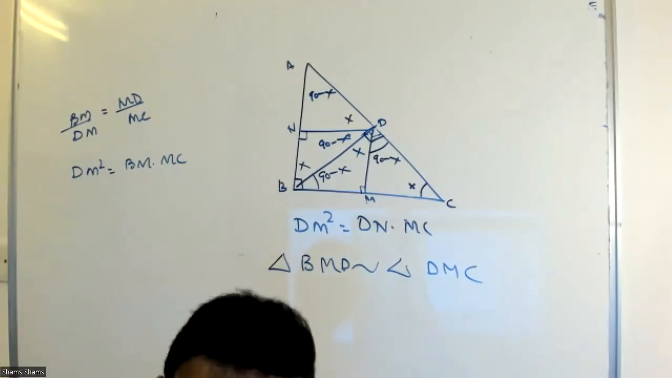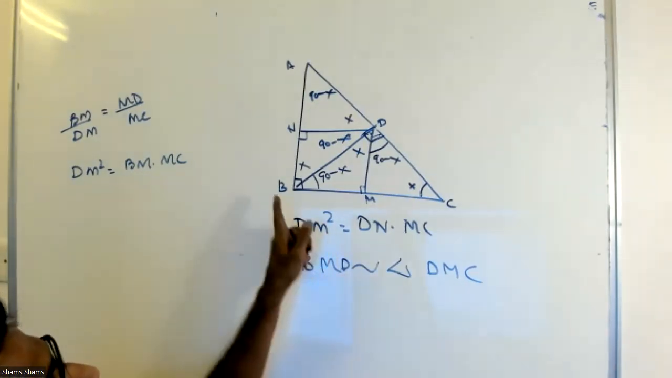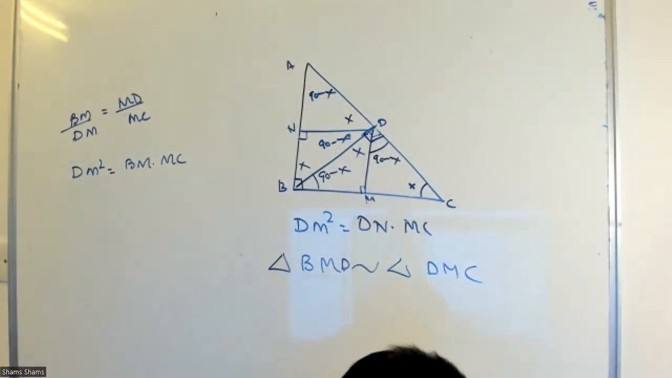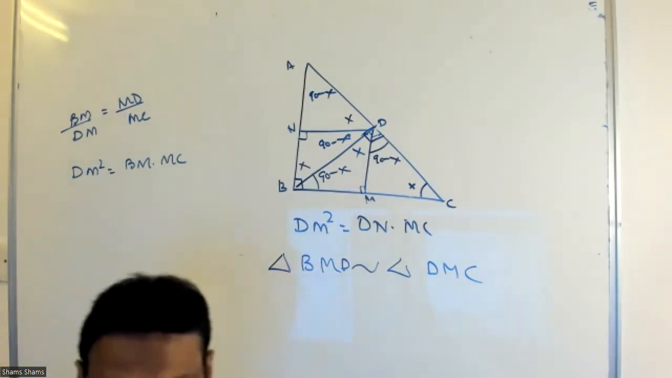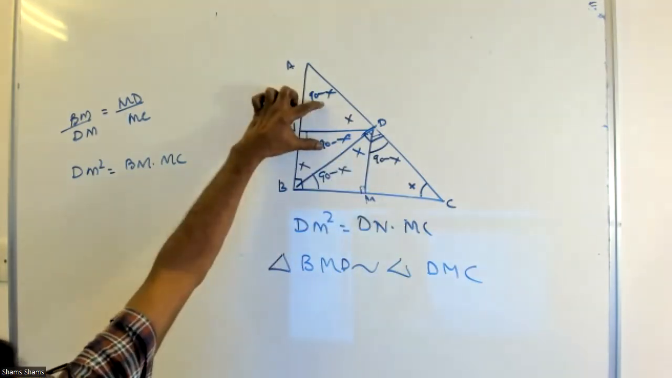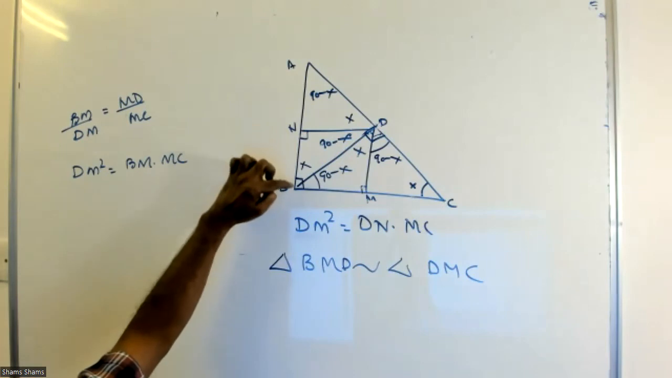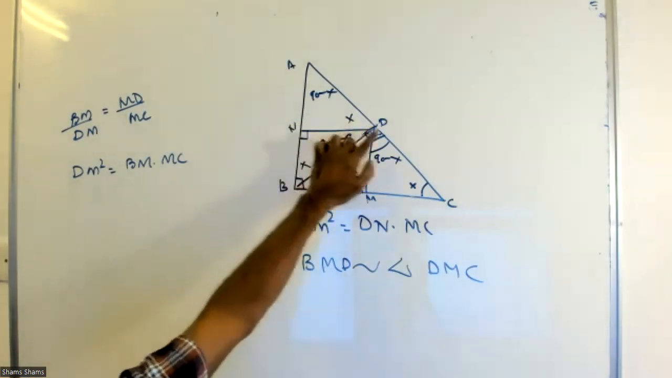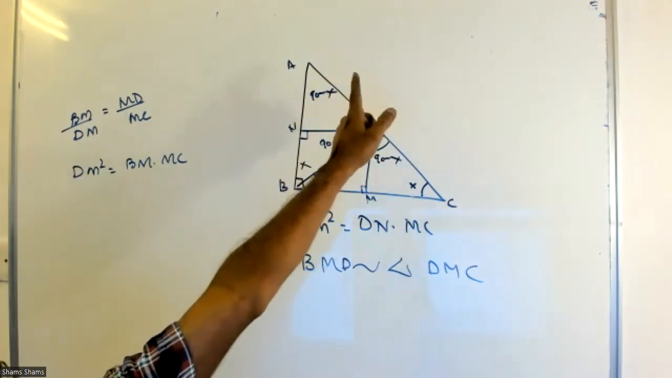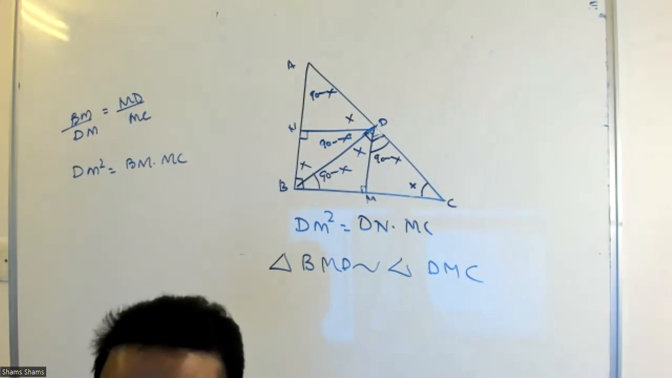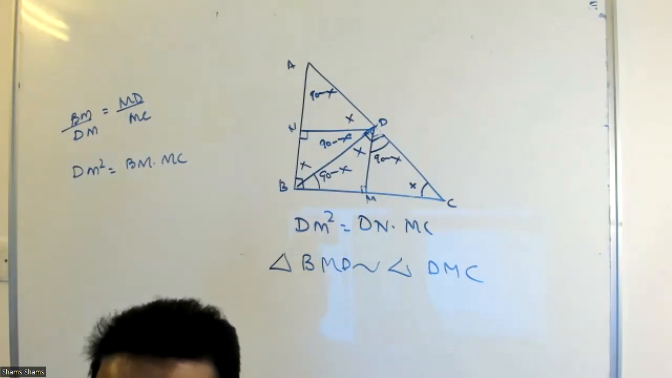Similarly, BM equal to DN, opposite sides of a rectangle. Okay. Similarly, you take these two triangles and show the second part. That's up to you. Take these two triangles. You can write BND similar to DNA. So you finish that. Okay. Next class, this chapter is over now. Next class, I'll do probability. Okay.